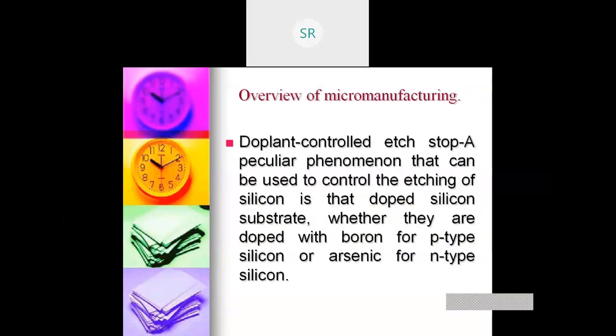In the doping controlled etch stop, the silicon substrate is doped. It can be with boron for P type and phosphorus for N type. So that means they are doing the doping process.